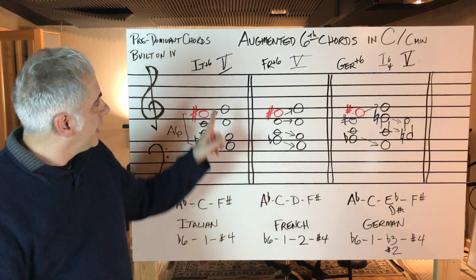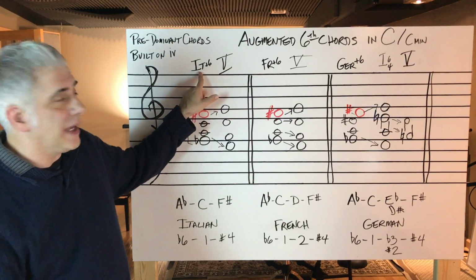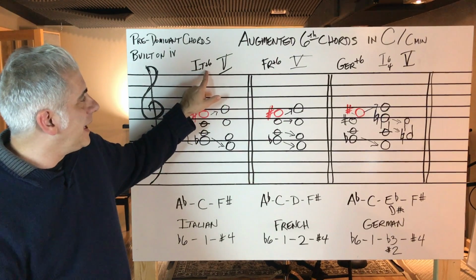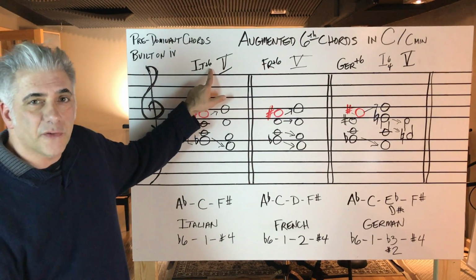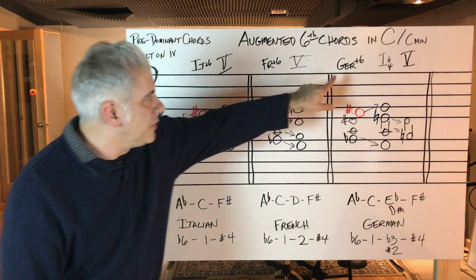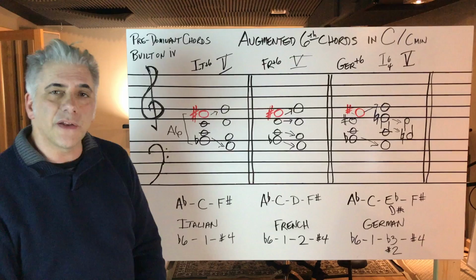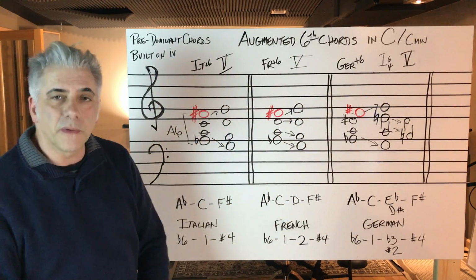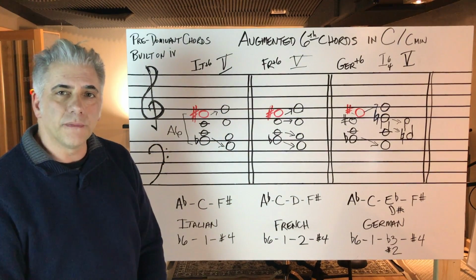One thing I want to tell you is the notation of them. IT means Italian. +6, plus means augmented. FR is French, +6, and GER is German, +6. That is the way that these are notated when you're doing Roman numeral analysis.